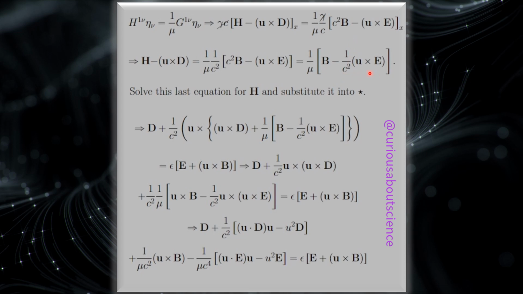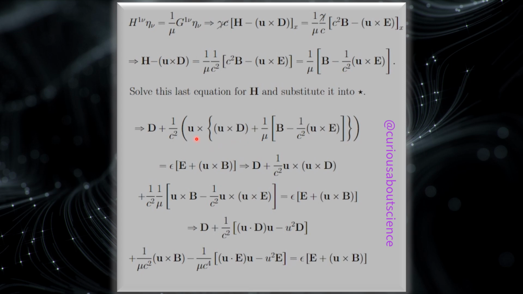So the goal here now is to solve this last equation for h and substitute it into star. That's why we put it on there, so we know which equation we're referring to. Clearly here, solving this for h is just a matter of adding this term over. And then we're going to have to algebraically substitute this in, and it's going to be a mess to simplify down. But that's what we have going on here. This is the equation star, and we substituted this whole thing in. So we have 1 over mu b minus 1 over c squared u cross e. That's right here. Then of course we added the u cross d term over.